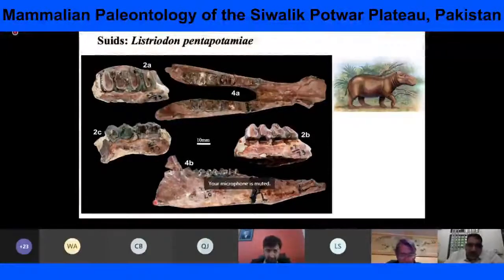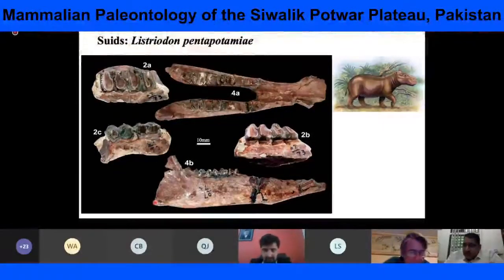Bunolophodont suids belong to the Listriodon group, and these specimens are also collected from the Chinji Formation of the Siwaliks. Listriodon is similar in size to Listriodon splendens of Eurasia, but the upper central incisors are shorter and smaller, the upper canine shorter and narrower, the first premolar rudimentary, and there is a large talon on the third molar.